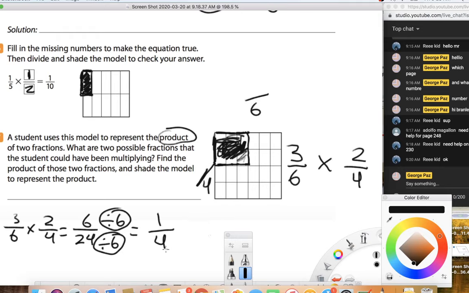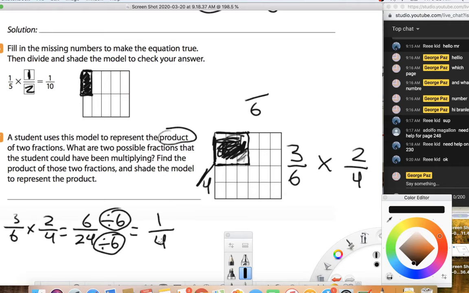Now, let's look at both of our answers. 6/24. Do we have 6 squares shaded in? 1, 2, 3, 4, 5, 6. Yes. Is it out of 24 in total? Let's find out. 1, 2, 3, 4, 5, 6, 7, 8, 9, 10, 11, 12, 13, 14, 15, 16, 17, 18, 19, 20, 21, 22, 23, 24. Yes. Now we're going to simplify it.